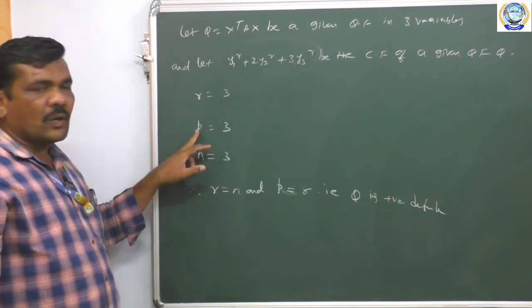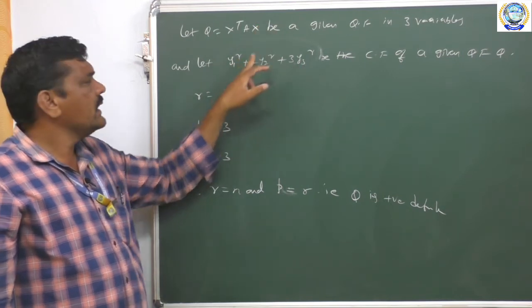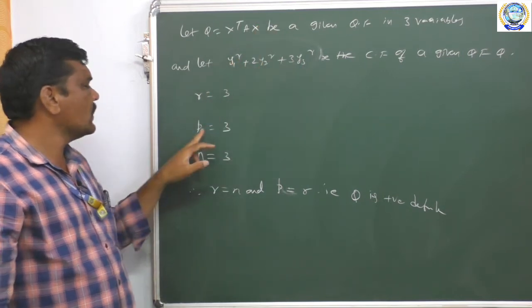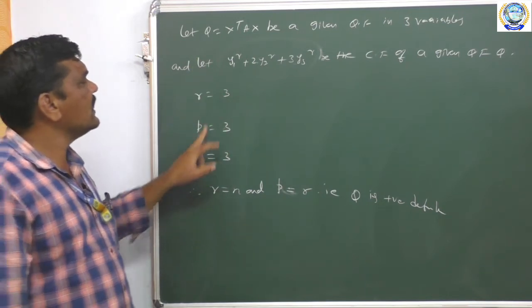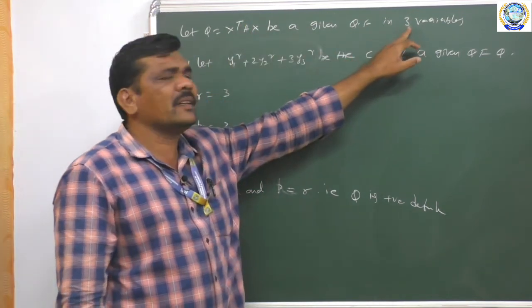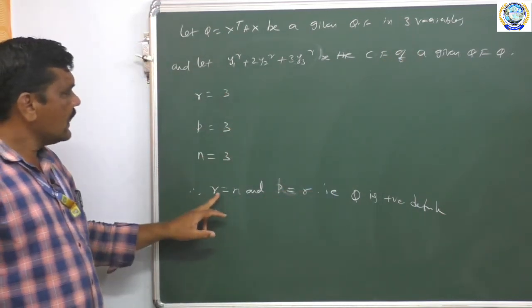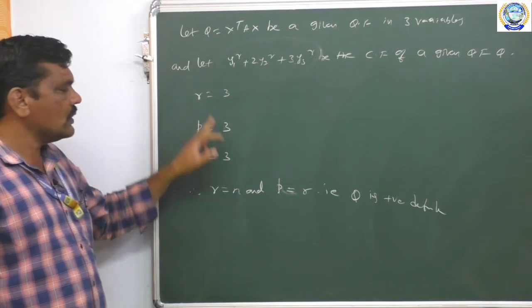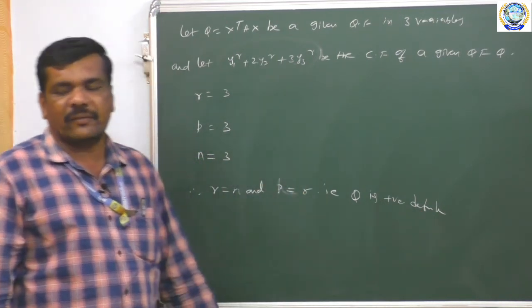And the index of a quadratic form is the number of positive terms in the canonical form of Q. Here there are 3 positive terms, so the index of Q is 3. And n is the number of variables in Q. In Q there are 3 variables, so n is 3. Therefore, from these 3 we observe that r = n and p = r. This means that the given quadratic form is positive definite.